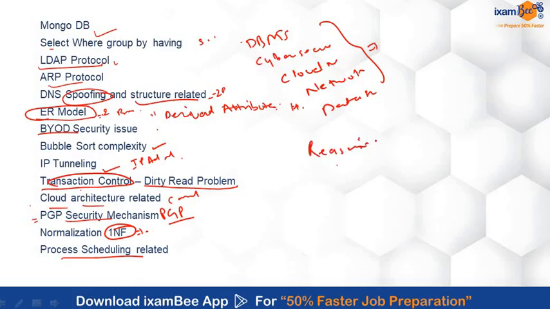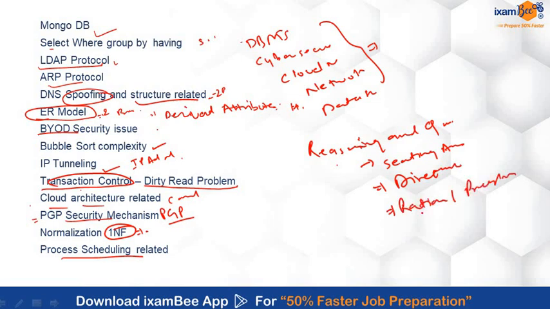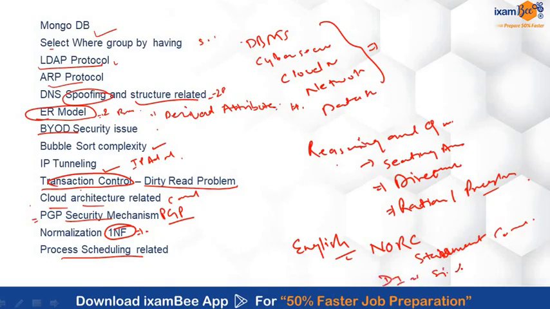If you are talking about reasoning and quant, then there is one question from seating arrangement, and one question from directions, and for quant there is one question from ratio and proportions, and one question from percentage. If you are talking about the English section, then no RC was asked, but the most asked questions in English were statement correction questions. And in DI, a simple DI was asked, and a pie chart related DI was asked.